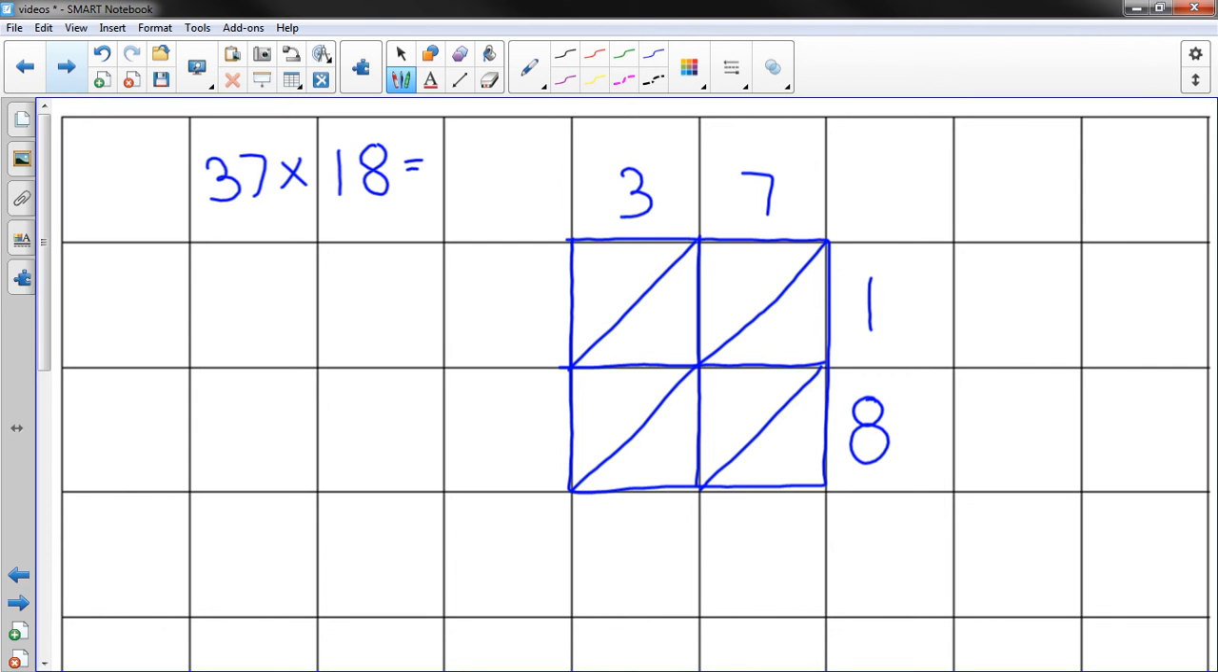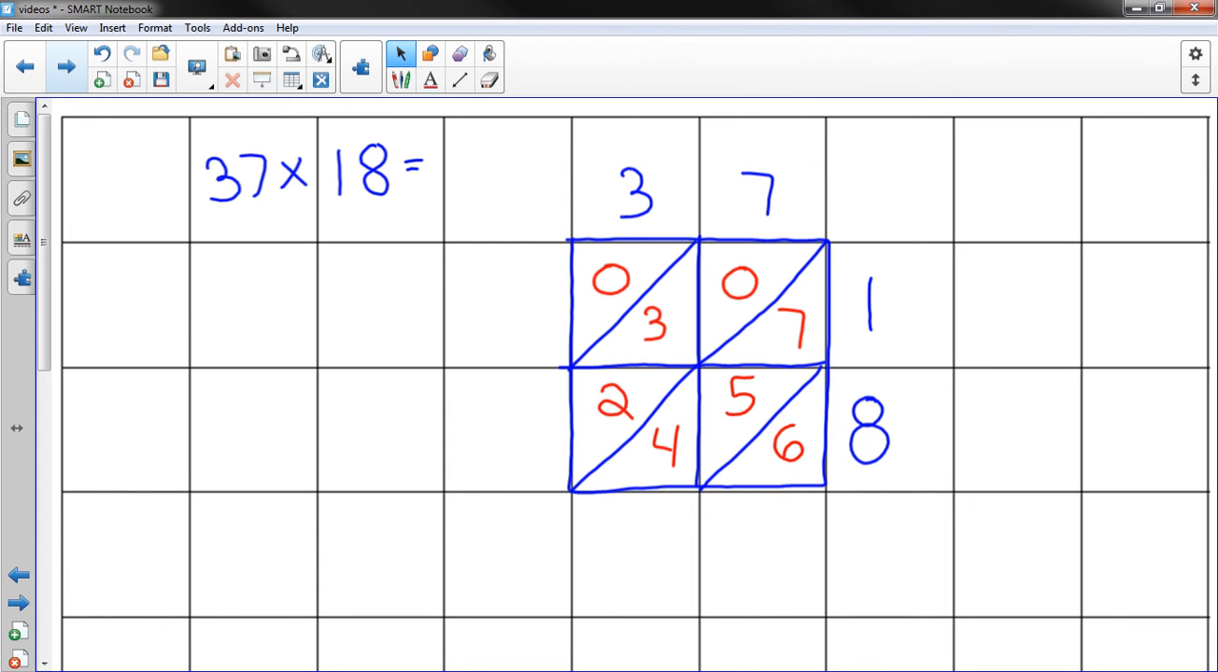7 times 1, that's 7. 7 times 8, ooh, that's always a tricky one, isn't it? I believe it's 56. Then I go over to the 3. 3 times 1 is 3. 3 times 8 is 24. My multiplication part is done.